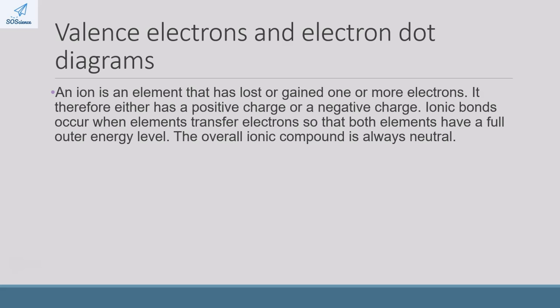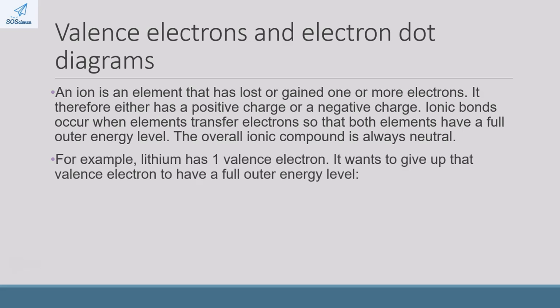Ionic bonds occur when elements transfer electrons, and they do that in order to have a full outer energy level. The overall ionic compound is always neutral. So once a metal and a nonmetal have bonded in an ionic bond, they form a compound that is neutral. So let's look at this example.